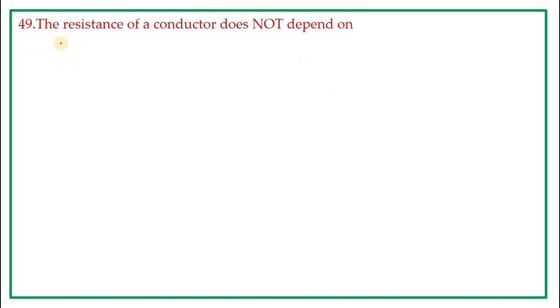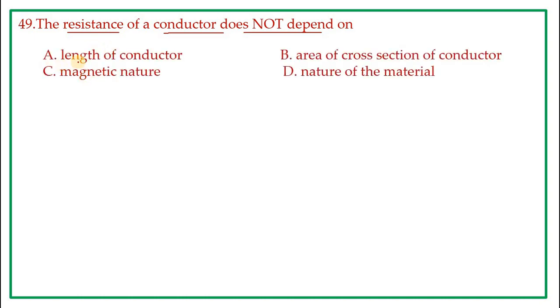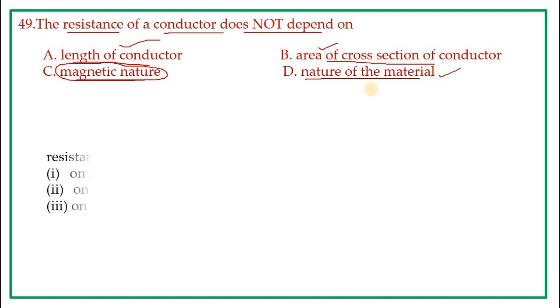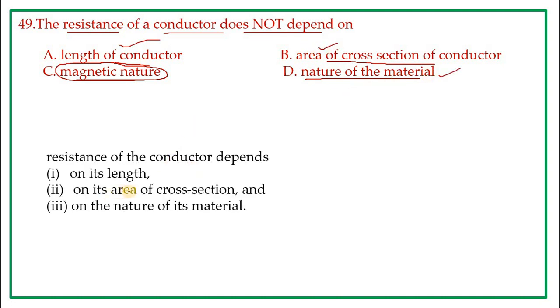Move on to the next one. The resistance of a conductor does not depend on. Children, this was a definite question from electricity chapter. Length of a conductor, area of cross section of conductor, magnetic nature, nature of the material. All these things we have studied: resistance of a conductor depends on what factors. On its length it depends, on its area of cross section it depends, and on the nature of its material it depends, but on magnetic nature it doesn't depend. Hence the correct option here is magnetic nature.